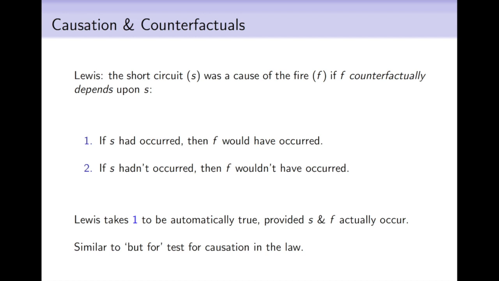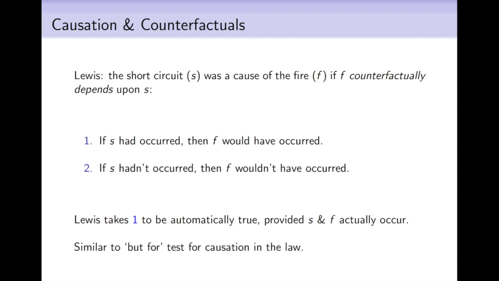But basically, if S had occurred, then F would have occurred is automatically true if both S and F did indeed occur. So everything hangs upon the second of the two counterfactuals, the one about what would have happened if S hadn't happened. So if S hadn't happened, then F wouldn't have happened. That's the crucial one that's going to test for causation.